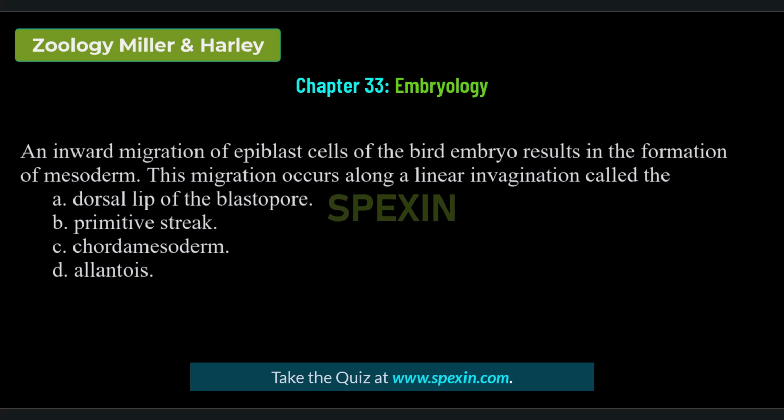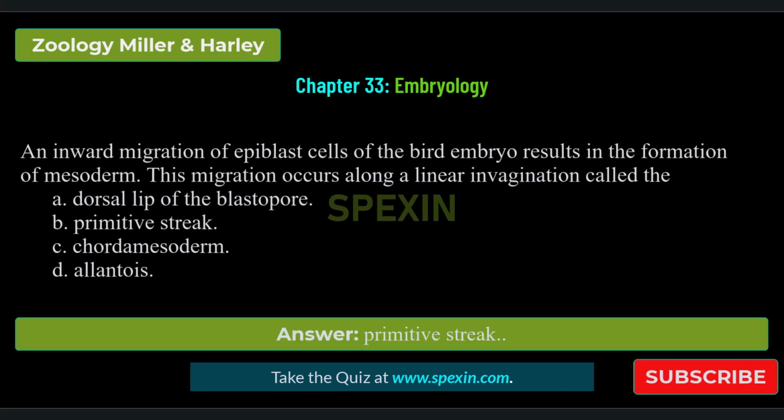An inward migration of epiblast cells of the bird embryo results in the formation of mesoderm. This migration occurs along a linear invagination called the: A. Dorsal lip of the blastopore, B. Primitive streak, C. Chordomesoderm, D. Allantois. Correct answer: primitive streak.